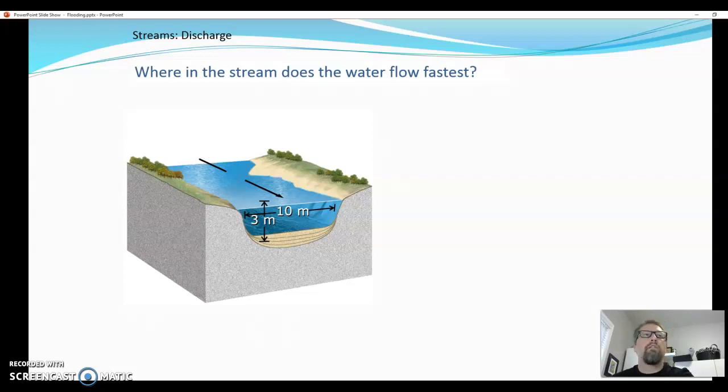Now, I also said that that's affected by the fact that the velocity is not the same throughout the stream. And so this question is asking where the stream water would be moving the fastest. So here we want to think about the friction of the water along the channel of the stream and where it would be slowing down.